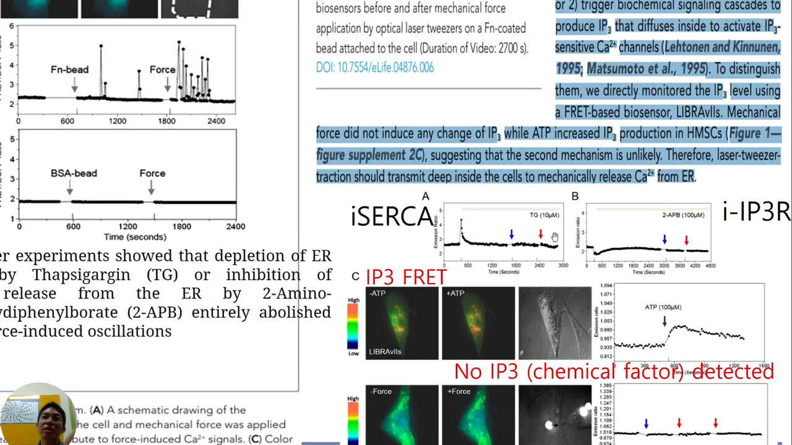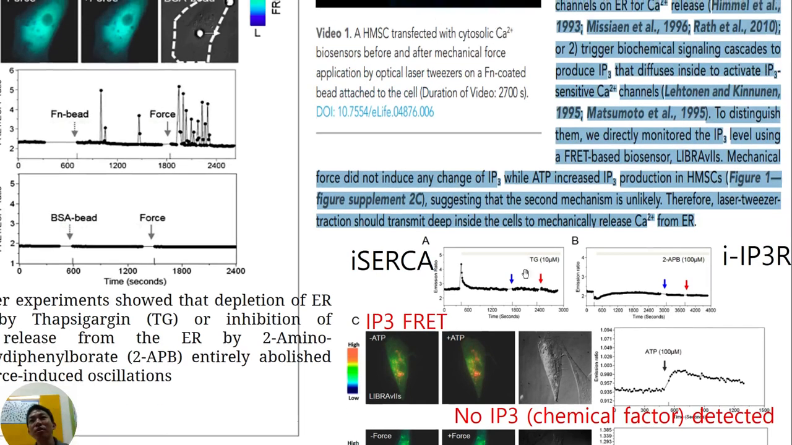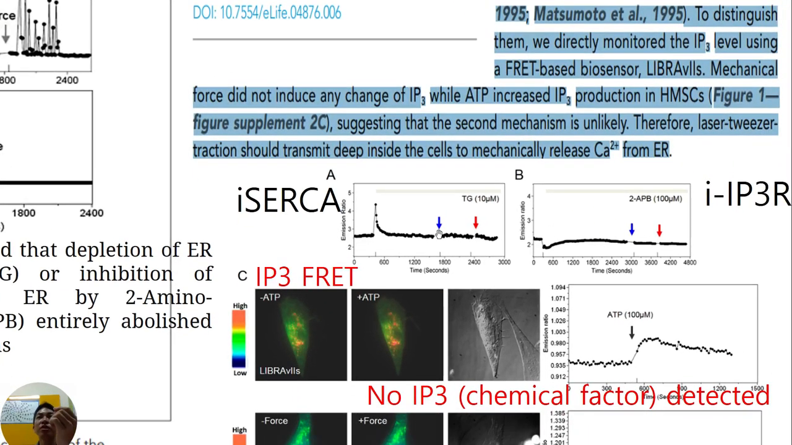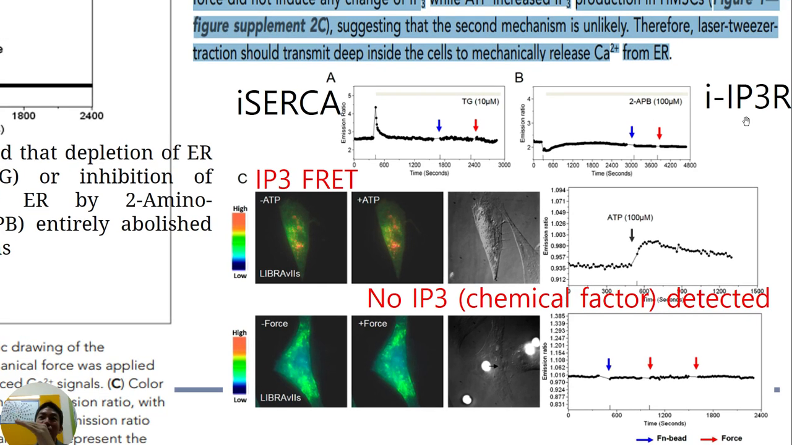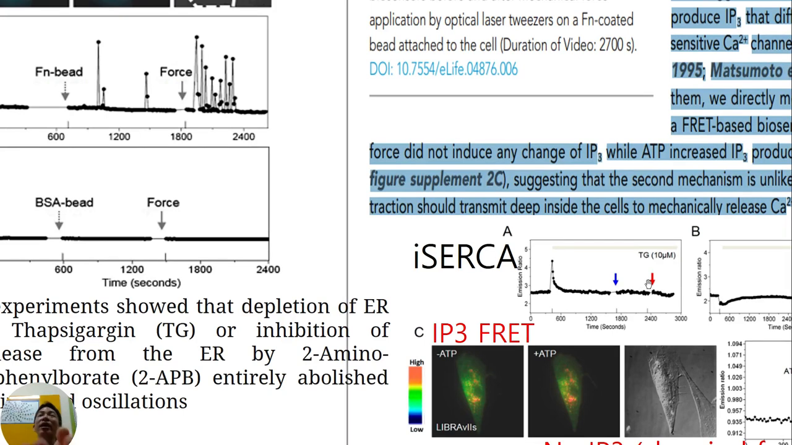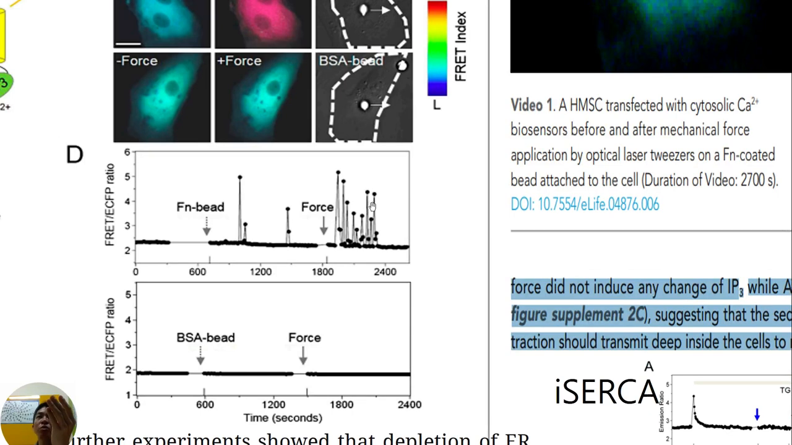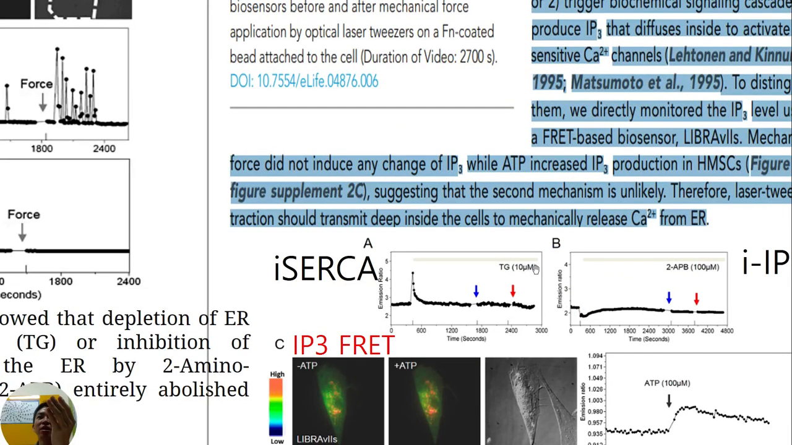And then this is another experiment. Okay. This blue means fibronectin bead added, and red is force under TG. TG is a SERCA inhibitor to block the calcium saving into the ER. Right, and 2APB. 2APB is an IP3 receptor inhibitor. So normally, when they induce some force by the tweezer, they start to show this oscillation, right? But under this inhibitor, you can see why this peak is enhanced.